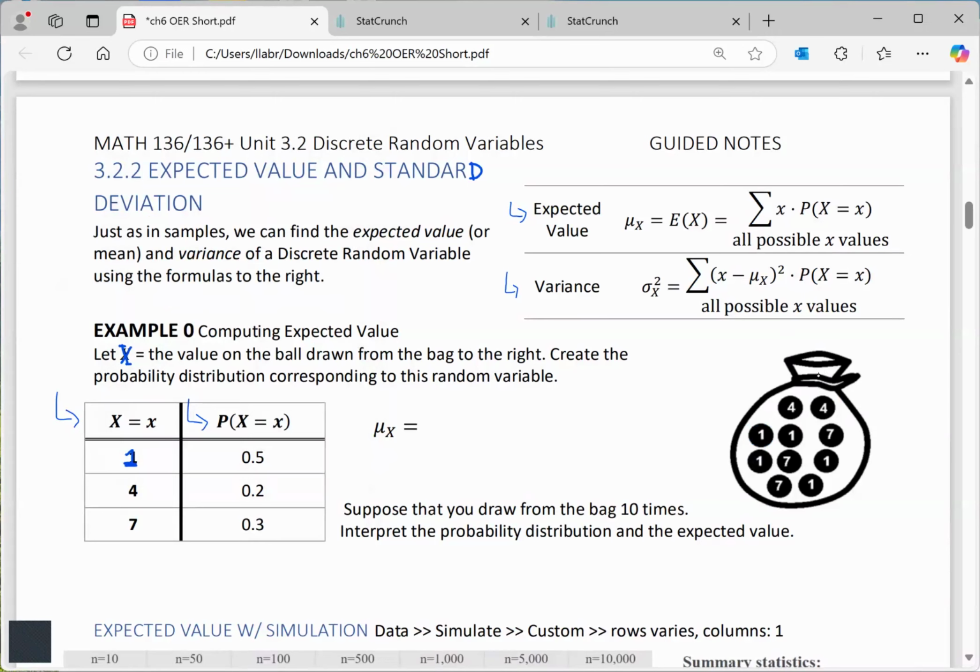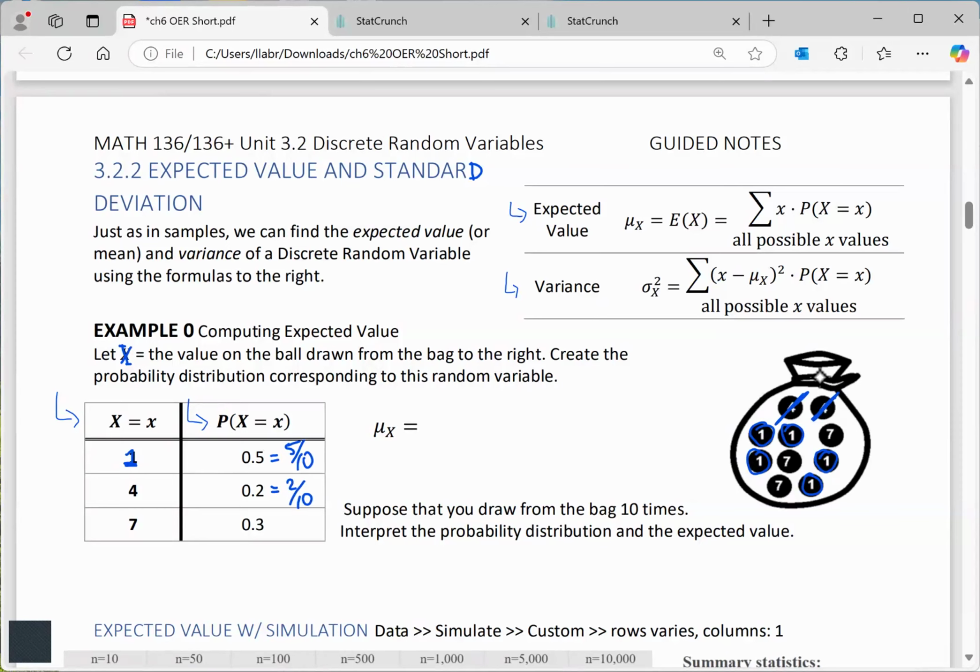The probability is 0.5. The way that we get that is that there are 1, 2, 3, 4, and 5 balls in this bag out of 10. So 0.5 comes from 5 out of 10. Another value could be 4. So that's this ball here, and there are only 2 of them. That's how we get 2 out of 10, which is 0.2. And finally, the last value that we could get on the ball is 7.